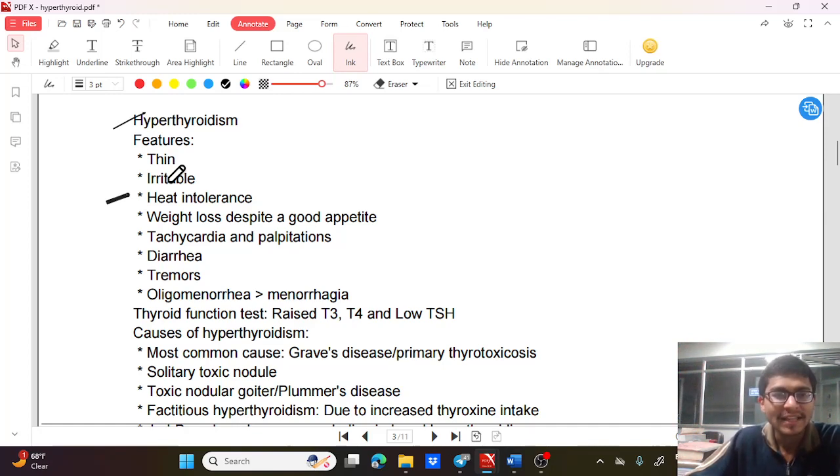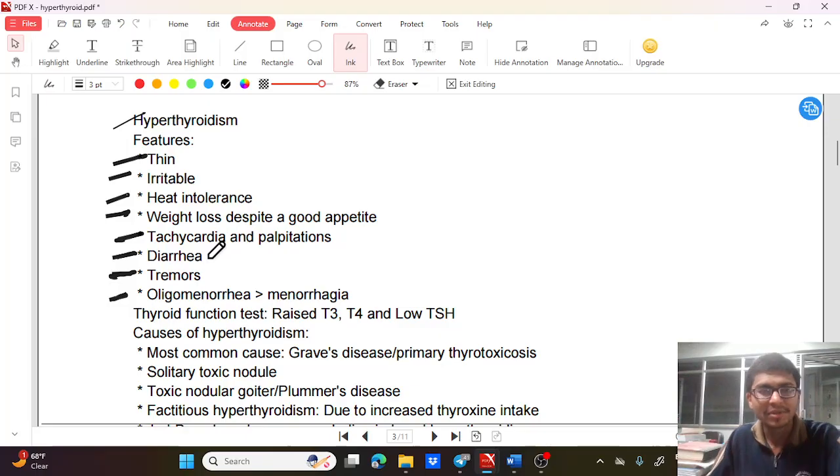Then some cardiac features, like they will be having tachycardia and palpitation. Then GI symptoms, that is diarrhea, multiple bowel movements. Then neurological, that is tremors, and gynecological, that is oligomenorrhea, which is more common than menorrhagia. So these are some of the symptoms of hyperthyroidism. We'll just go through that. The patients are thin, they are irritable, have heat intolerance, they'll be having weight loss despite having good appetite, tachycardia, palpitation, diarrhea, tremors, oligomenorrhea, menorrhagia.